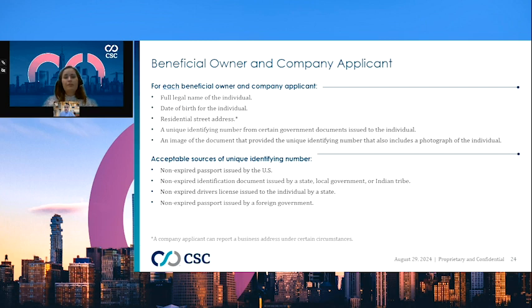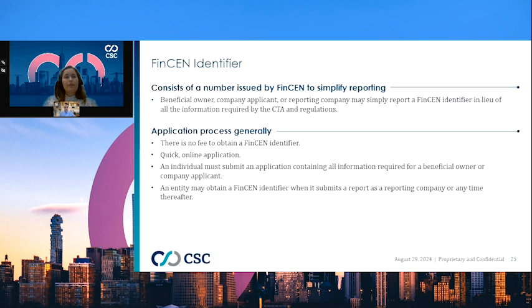For privacy reasons, some company applicants and beneficial owners may not wish to share their personal data with the reporting company. The CTA offers an alternative reporting option called the FinCEN identifier. The process to obtain a FinCEN identifier is fairly quick and can be done online. The individual will simply submit all of their own personal data to FinCEN and receive an identification number. The individual can then share that number with the reporting company in lieu of their personal data.